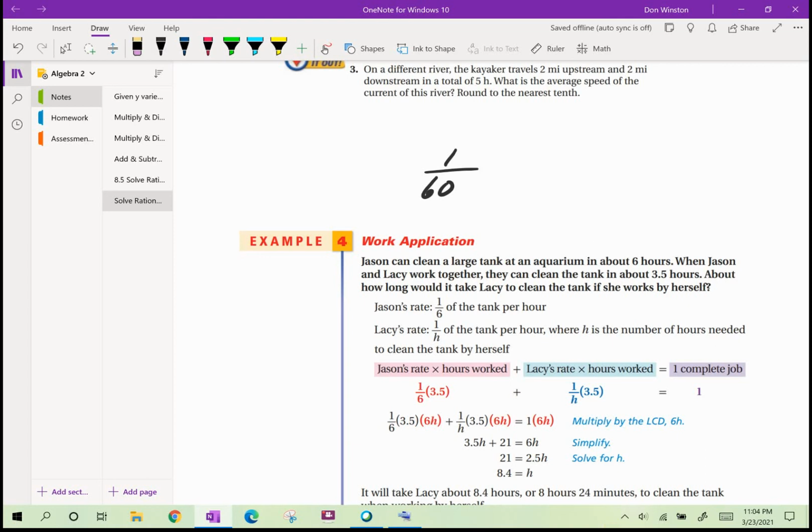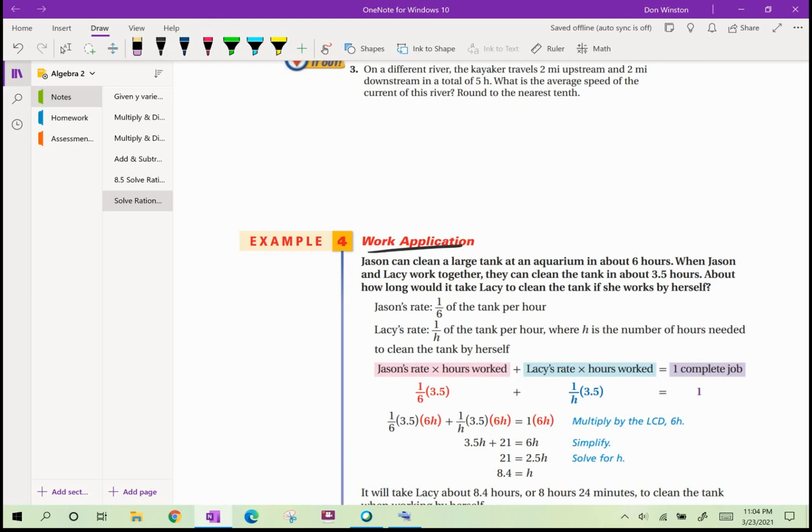In 30 minutes, if you can mow the lawn in an hour, you will have completed 1/2 of the job. In 50 minutes, you will have completed 5/6 of the job. Right? So that's how these work problems, work applications as we call them, work. Okay, so keep that in mind.